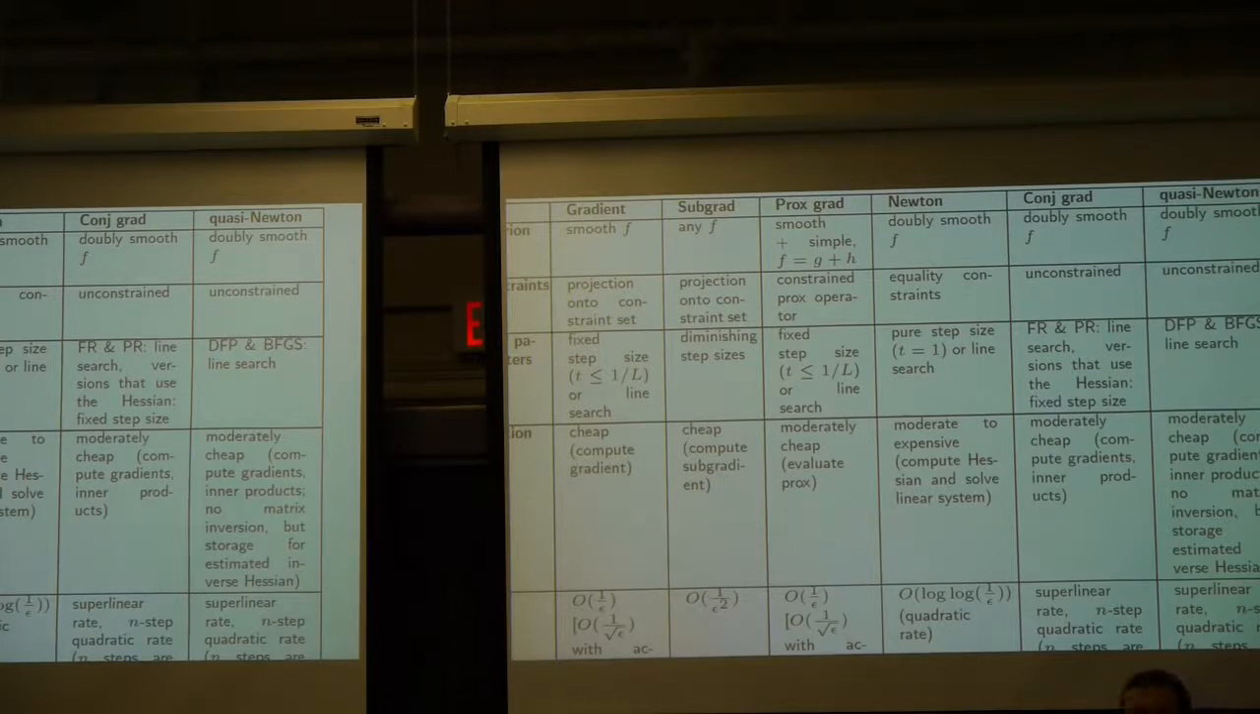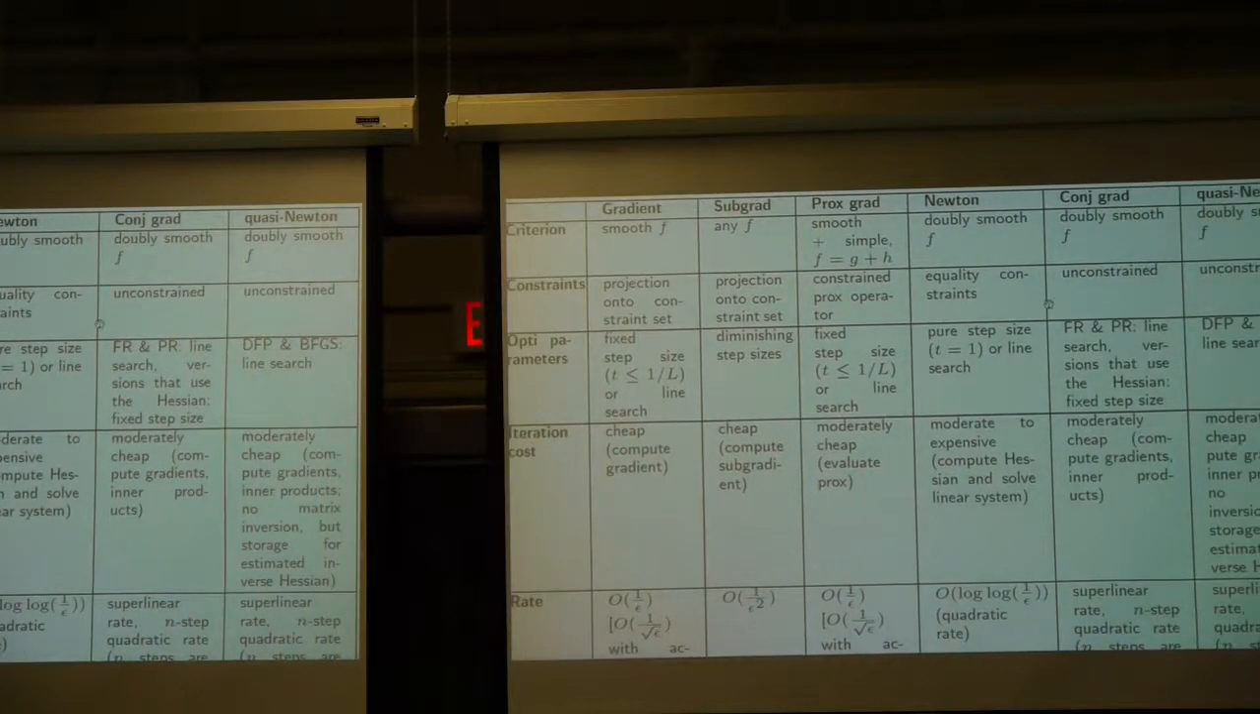We can't do projected Newton onto a general constraint set. That's not kosher with Newton's method. We only have equality constrained Newton at this point. If we want to do general constraints, then we'll have to introduce a barrier function or something, which we'll talk about in the next table. For conjugate gradient and quasi-Newton, we have them unconstrained. There's a way to connect these to barrier functions as well, but we didn't talk about that. So just with respect to these columns right now, conjugate gradient and quasi-Newton are unconstrained.